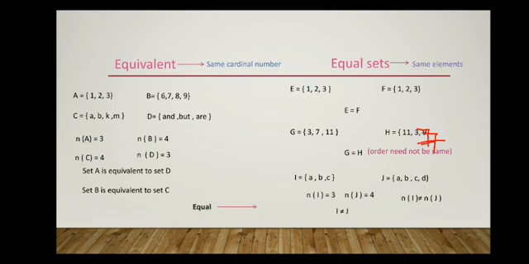So, equal sets will have the same number of elements, right? And if two sets have the same number of elements, we call those sets equivalent. So equal sets are always equivalent sets. If you consider equivalent sets, two sets have the same cardinal number, and those two sets may or may not have the same elements. So equivalent sets may be equal sets if the elements are the same, and may not be equal sets if the elements are not the same.